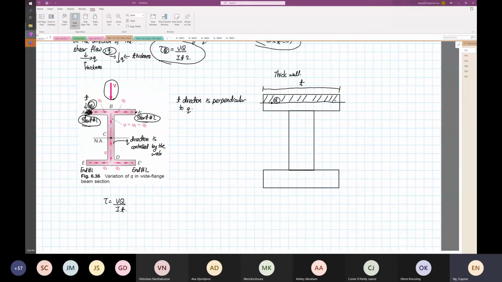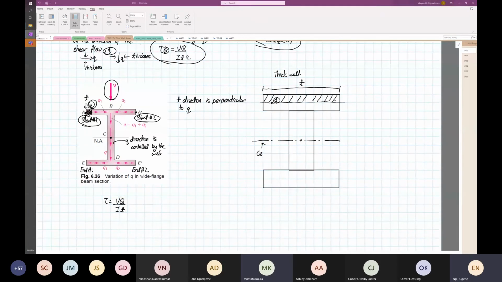Now, what are the similarities? So now the similarities are this. What if we want to find where tau max is? What we want to find is the stress at the centroid. So if this is our centroid, let's do something over here. This is our centroid.